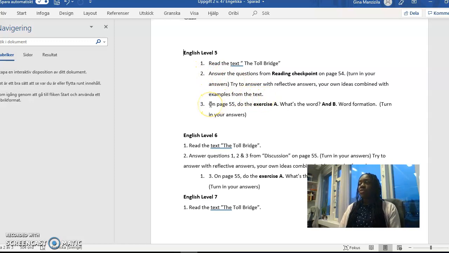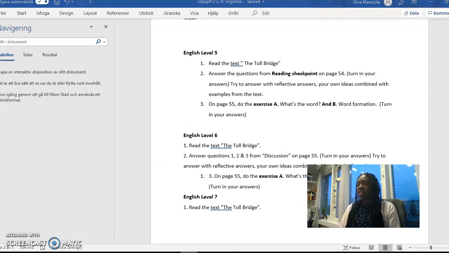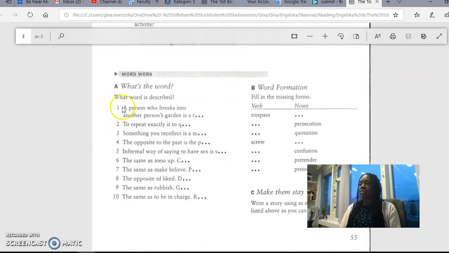And then number 3, the third thing you need to do is to turn to page 55. On page 55, I'm asking you to do these 2 exercises. This one, word work. A, what's the word? Based on the text that you have read, you need to fill out the missing gaps.